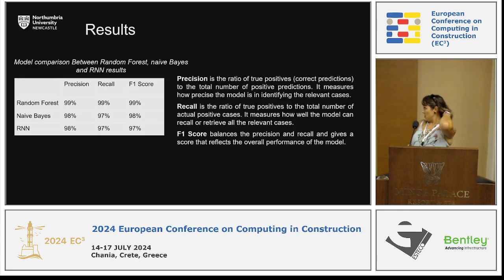So these were the results that we got. As you can see, we've got the 3 algorithms down the left-hand side there. And these are the precision, recall and F1 score results, each one testing the model slightly differently to see how successful it was. So at the top, we've got random forest scoring very highly at 99%. That's a really good score. Naive Bayes comes second, and RNN performs the poorest out of the 3 algorithms.